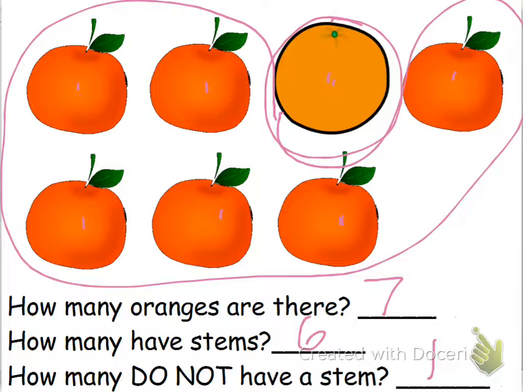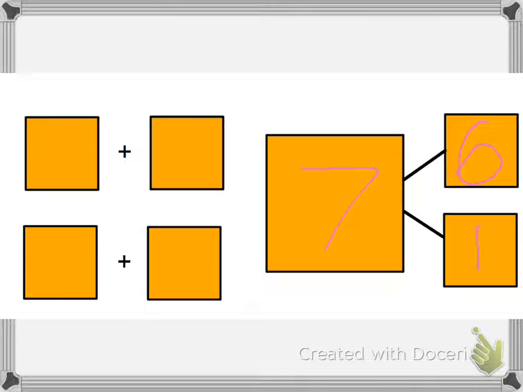So now, how many oranges did I have all together again? 1, 2, 3, 4, 5, 6, 7. Oh, that's right. So we know that 7 was our whole. So I'm going to put a W for whole at the top, and then put a P by the 6 and a P by the 1, just so we don't forget that 7 is our whole, 6 and 1 are our parts.